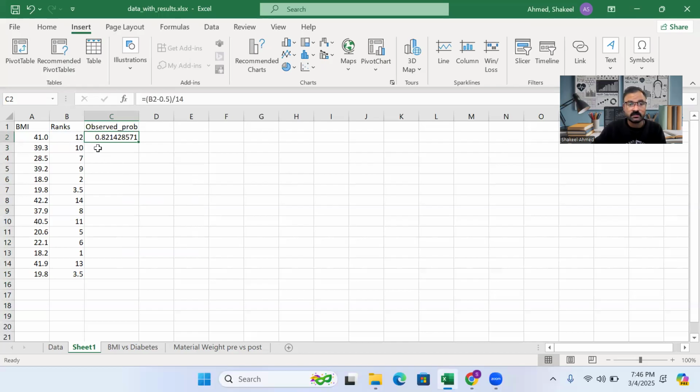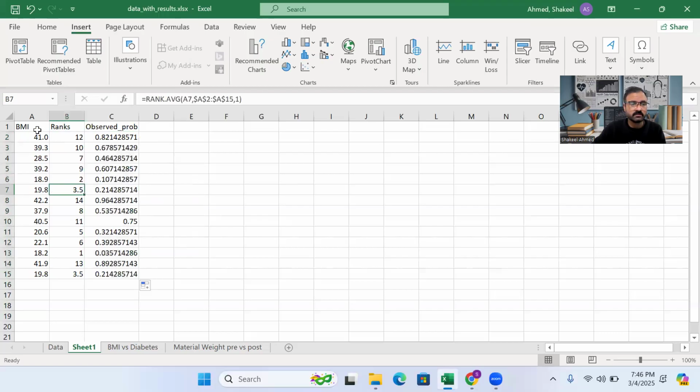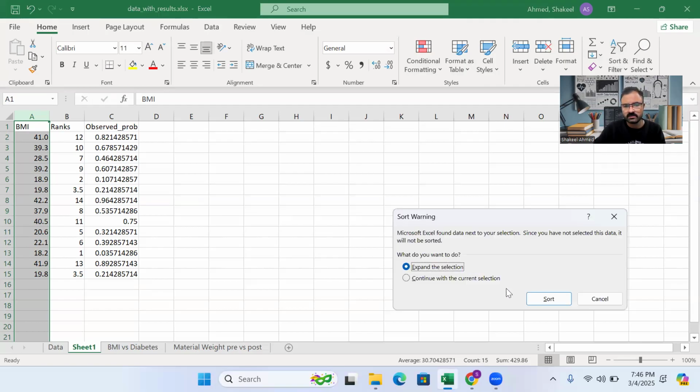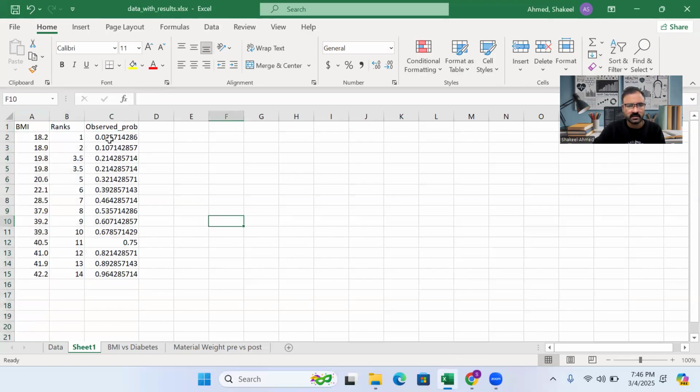So this value is the largest value, so it's giving the largest rank. Although you can sort the data from smallest to largest just using the sort command. It will be easy for you to understand how things are going when you sort the data. Sort smallest to largest, expand the selection. Now you will see the observed probabilities are cumulative probabilities. This is the probability that an observation is less than or equal to 18.2, that is 0.035, 3.5%.